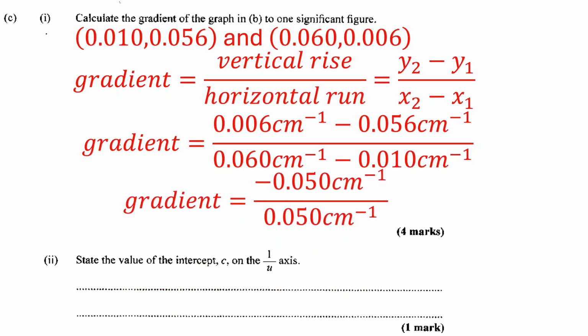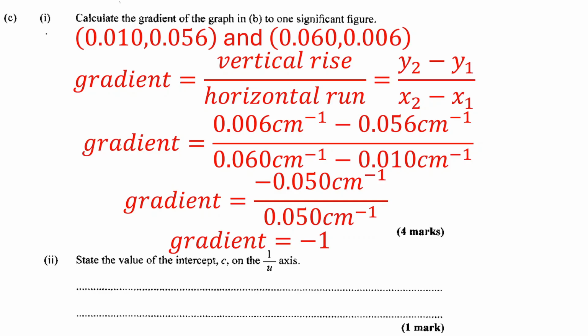So that will be a negative 0.050 centimeters to the negative 1 power divided by a positive 0.050 centimeters to the negative 1 power. Here, the units of centimeters to the negative 1 are going to cancel out, and the negative 0.050 divided by the same thing but positive will give you a gradient equal to negative 1. For this graph, there are no units because they cancel out, right? But in general, please make sure that you have the correct units for your graph.